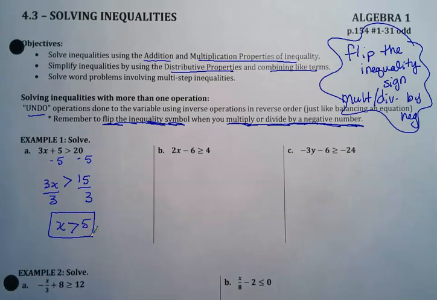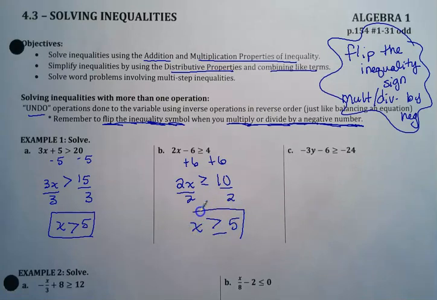All right, Junior, how about B? Add 6 to both sides. Which is 2x is greater than or equal to 10. Okay. Then you divide by 2. Is that a negative number? No. Nope, so we get to keep our sign. X is greater than or equal to 5. Perfect.